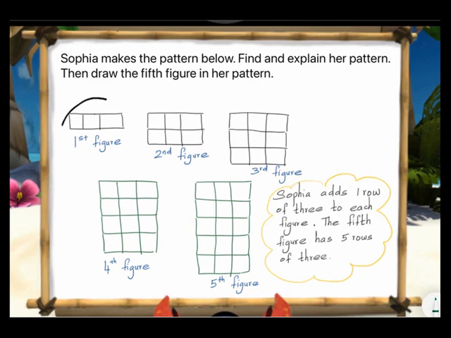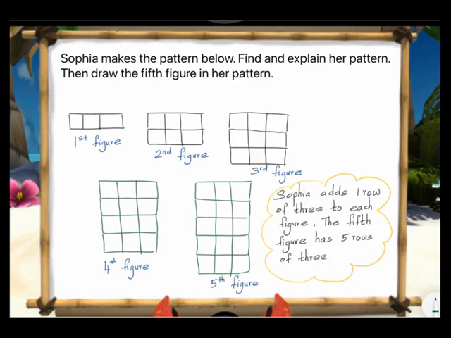So in the first figure, she has 1, 2 and 3. So there is one row of 3. In the second figure, she has one row of 3 and also another row of 3. In the third figure, she has one row of 3, 2 rows of 3 and 3 rows of 3.